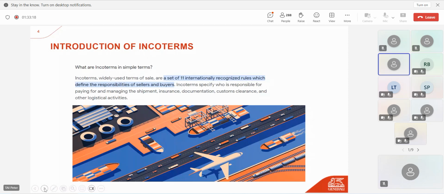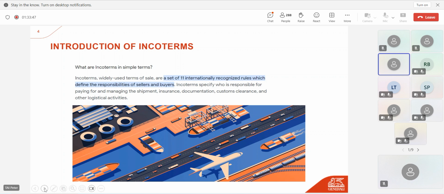Basically, Incoterm means widely used terms of sales. There is a set of 11 internationally recognized rules which define the responsibility of either the sellers or the buyers. The sellers and the buyers have a certain level of responsibility based on the Incoterm used. Later I'm going to explain who is responsible for what and who is not responsible for what.